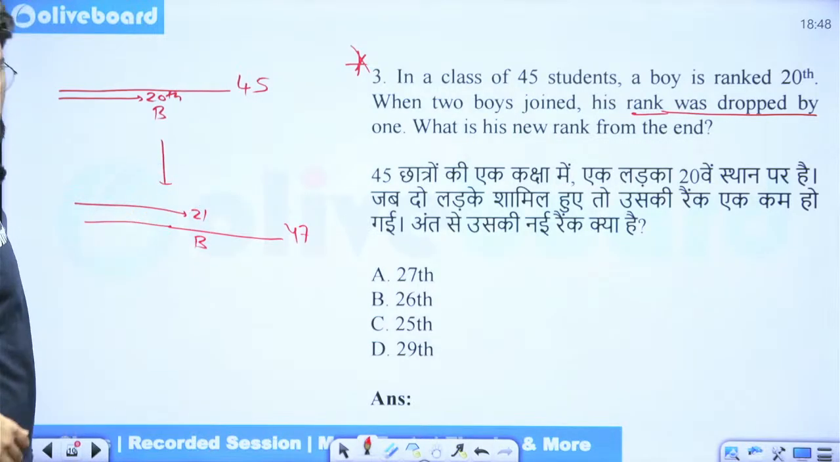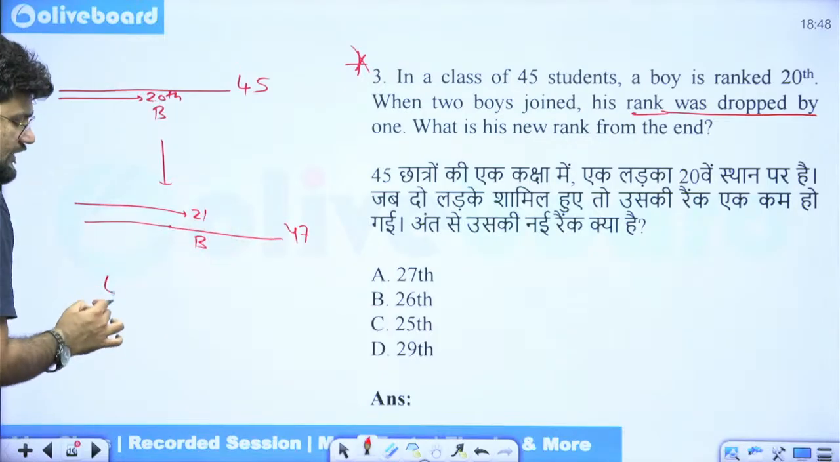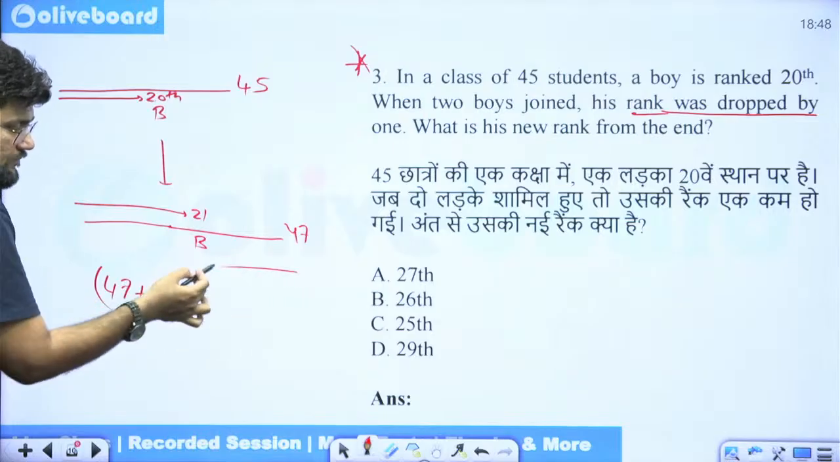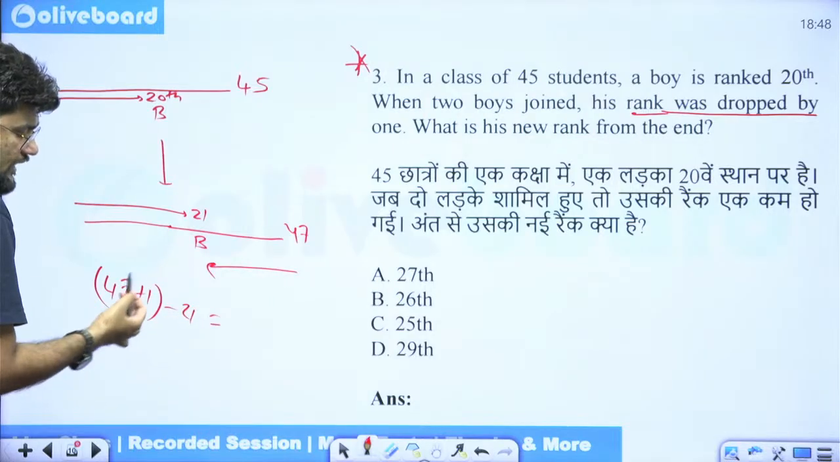Now you need to solve the question. We have 47 already here. We'll increase 47 by 1 total and we'll subtract 21 to get his rank from the bottom. It's going to be how much? 48 minus 21 is.